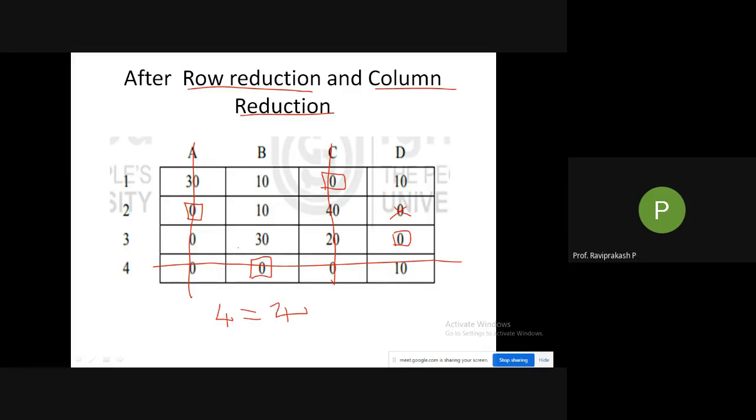So the assignment will be different. In this case, we are having multiple solutions. This is one of the special cases again. I hope you got what we have done. I'll show you the other one also.